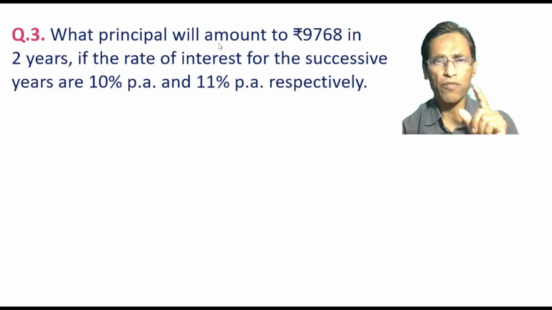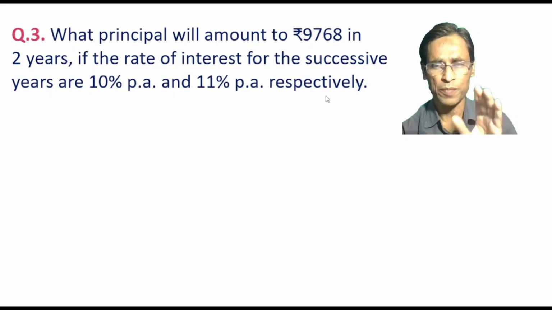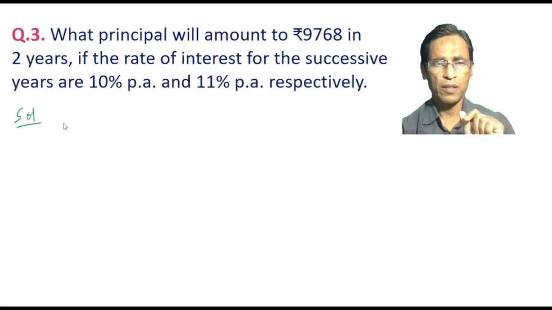Our next question is question number 3. What principal will amount to rupees 9768 in 2 years, if the rate of interest for the successive years are 10% per annum and 11% per annum respectively. This question will be worked out for different rate of interest in different years.